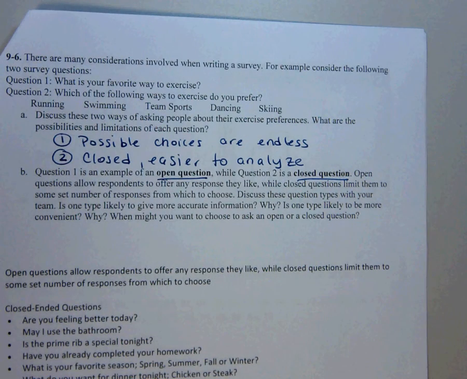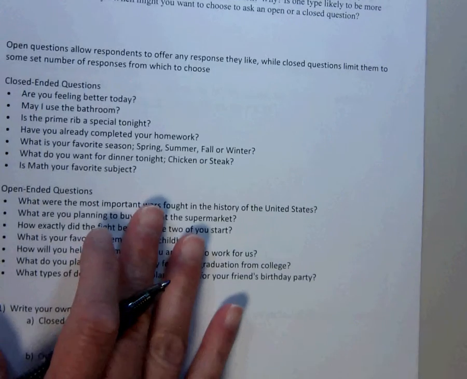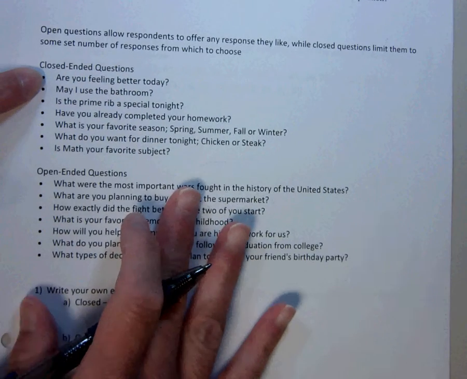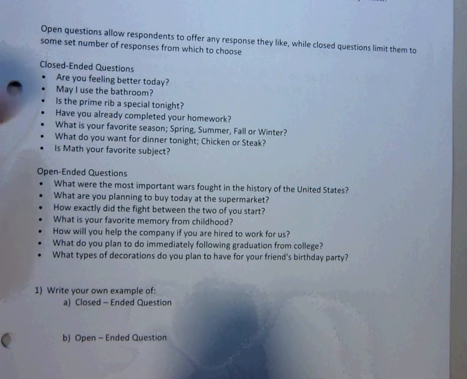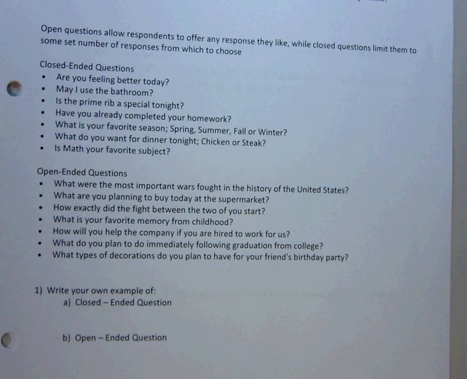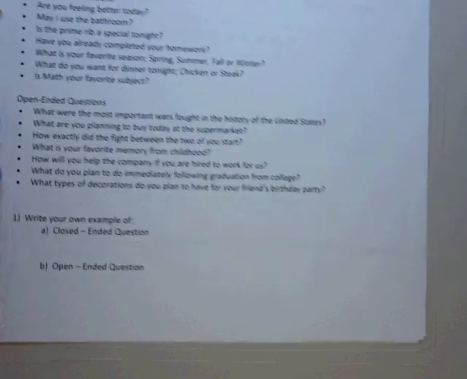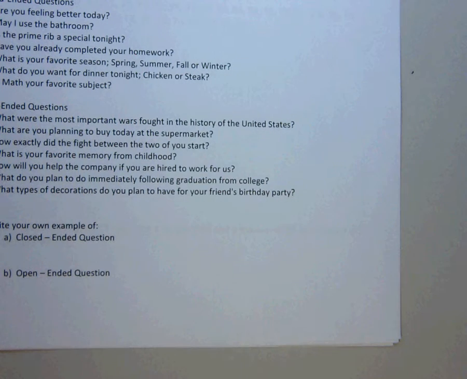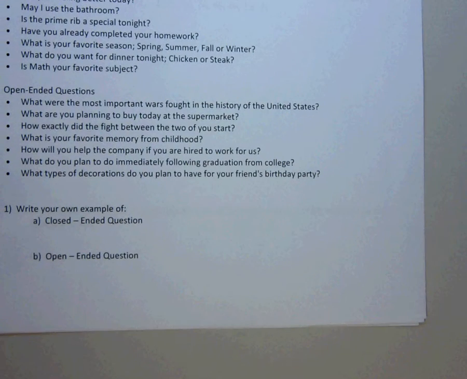So here I have a list of closed-ended questions. So are you feeling better today is a closed question because you could say, yes, I'm feeling better, or no, I'm not feeling better. May I use the bathroom? Should typically be a yes or no response. And then there are more examples of closed-ended questions. More open-ended questions would be, what would be the most important wars fought in history? What are you planning to buy today at the supermarket? Very open because there is a lot of choices at the supermarket.